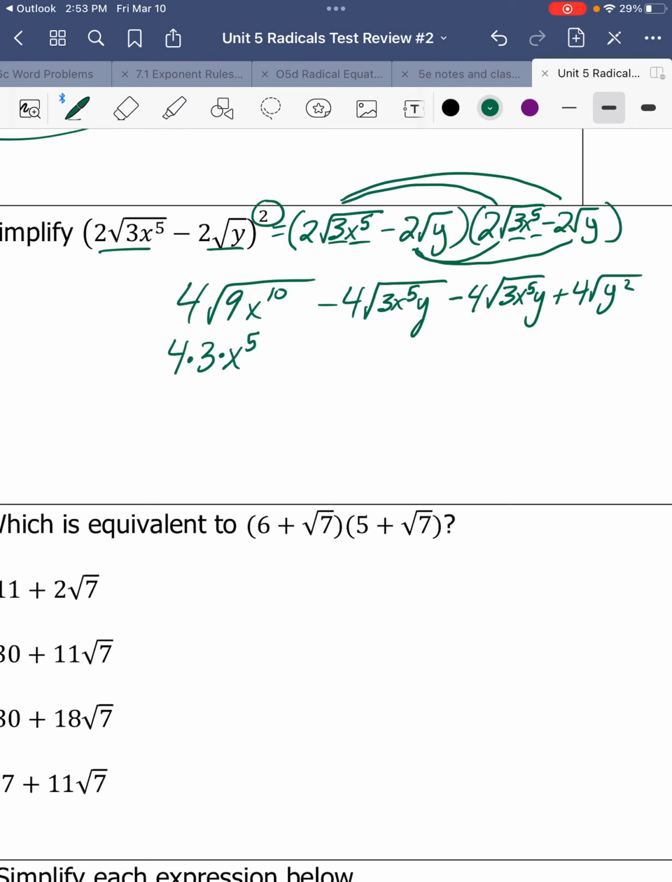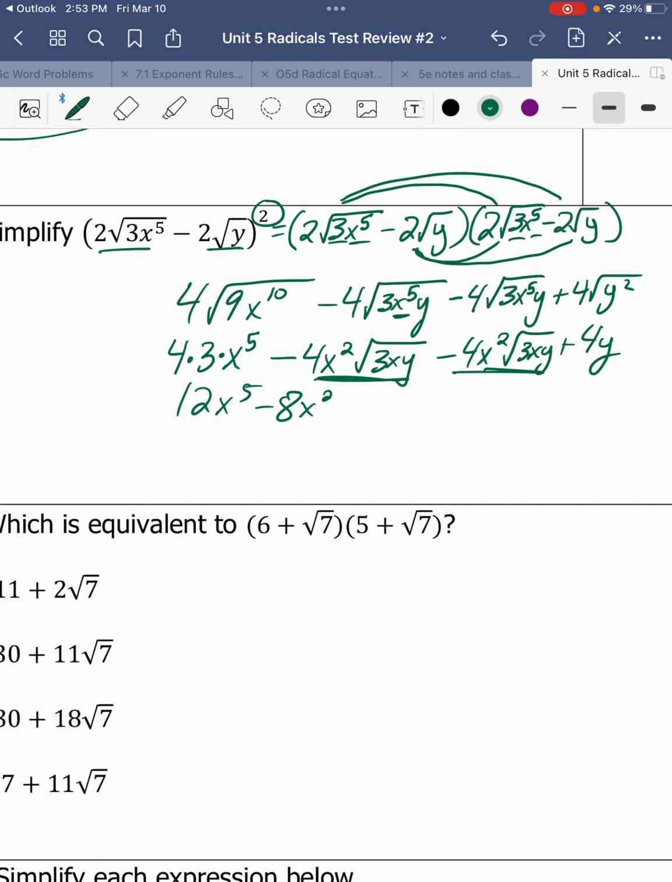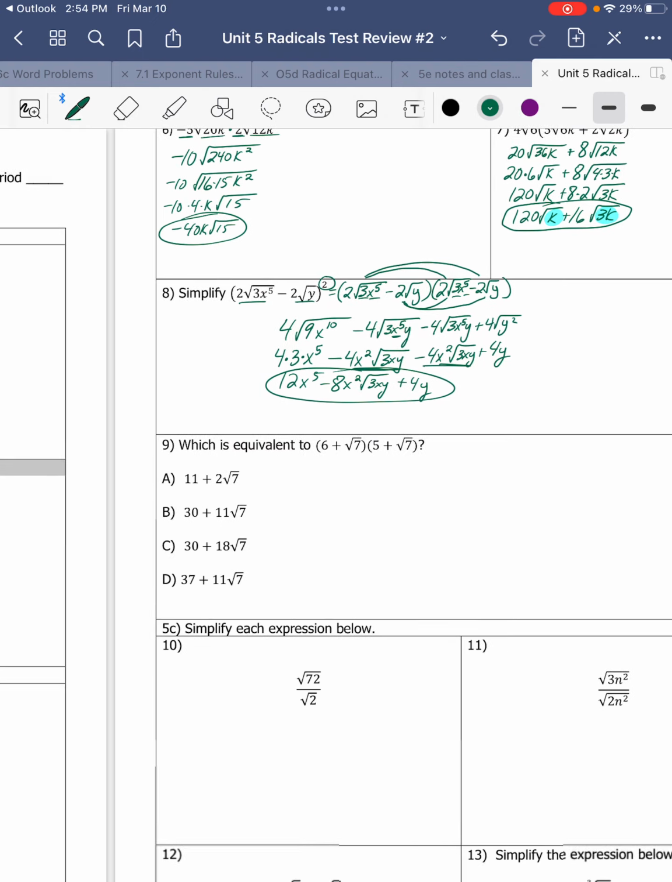Square root of 9 is 3. Square root of x to the 10th is x to the 5th. And we have minus 4. I'm going to simplify the x to the 5th, which is x squared, square root. What's left is 3xy. And it's the same thing with our next term. So we have x squared, square root of 3xy. And the last term, we have the square root of y squared is y. So we have 12x to the 5th. Now you have like terms here to be negative 8x squared, square root of 3xy plus 4y.